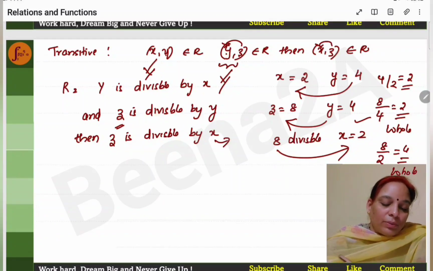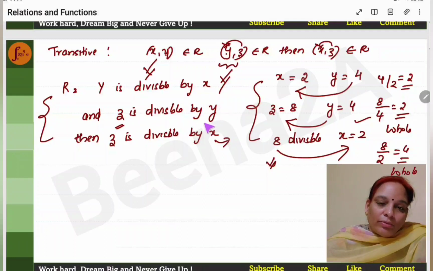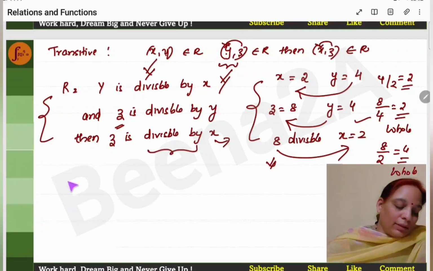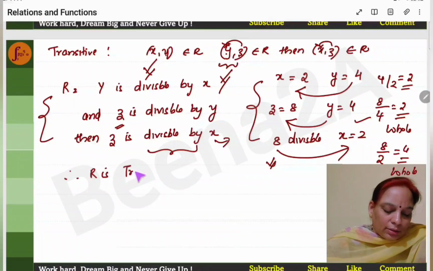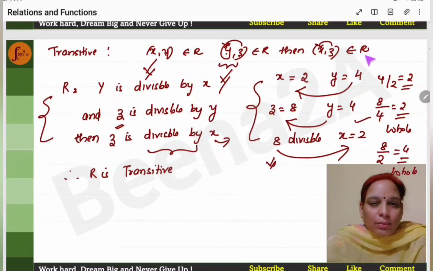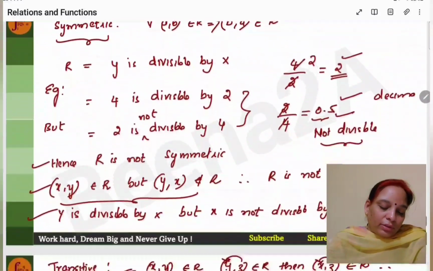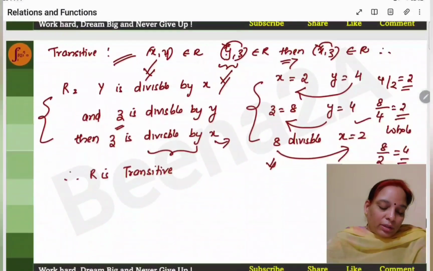Therefore, it is divisible. So, using this example, we can say that R is transitive. Since y is divisible by x and z is divisible by y, z is divisible by x. Therefore, R is transitive. Or you can simply say x comma y belongs to R, y comma z belongs to R. Therefore, x comma z belongs to R. Therefore, R is transitive. You can simply write this particular statement. So here, in this particular example, R is reflexive, R is not symmetric, but R is transitive.